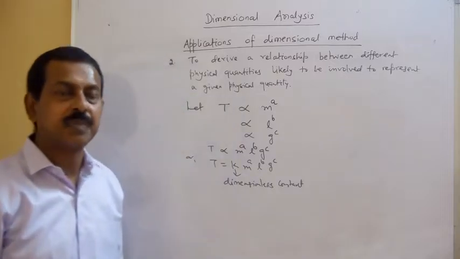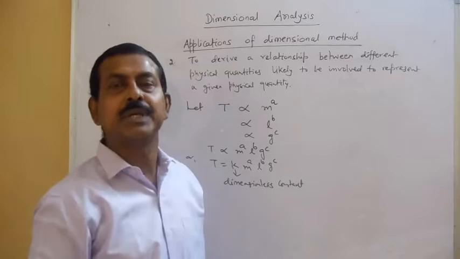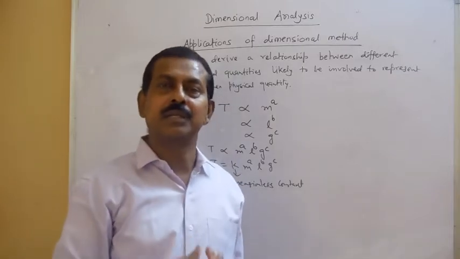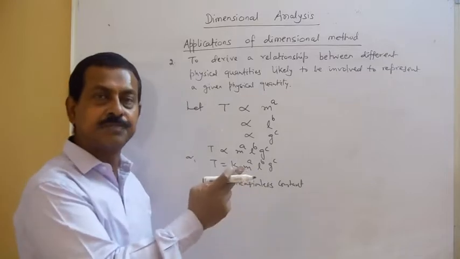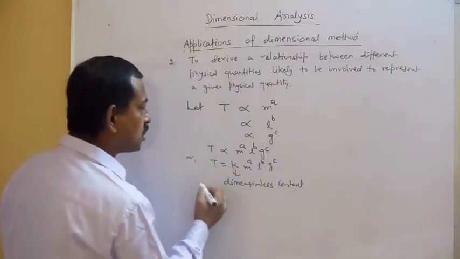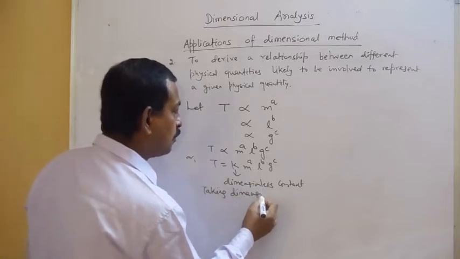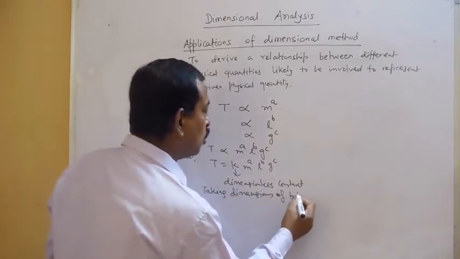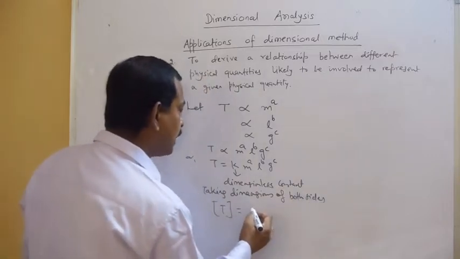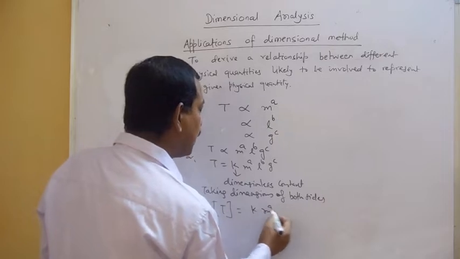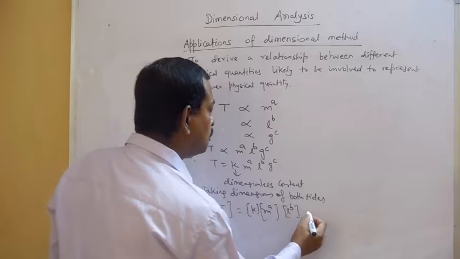Our aim will be to get the values of A, B, C. If you get the values of A, B, C, definitely we'll get the relation. So we take the dimensions of both sides. If you take the dimensions of both sides, the dimension of T on the left side, and K m power A, L power B, and g power C on the right.